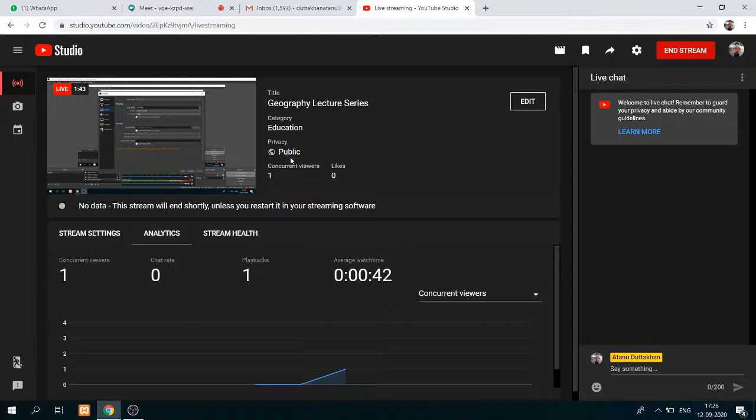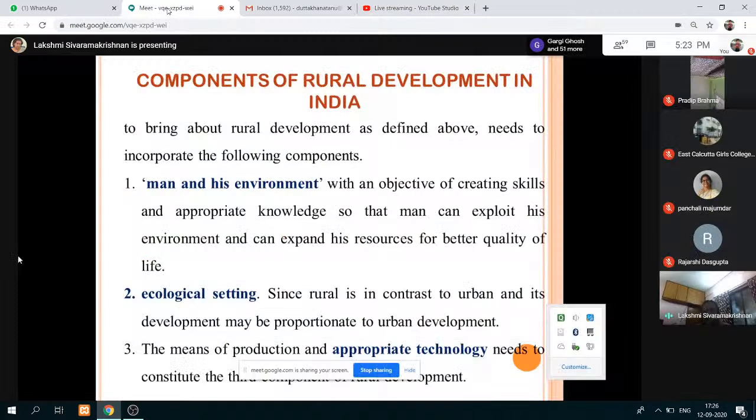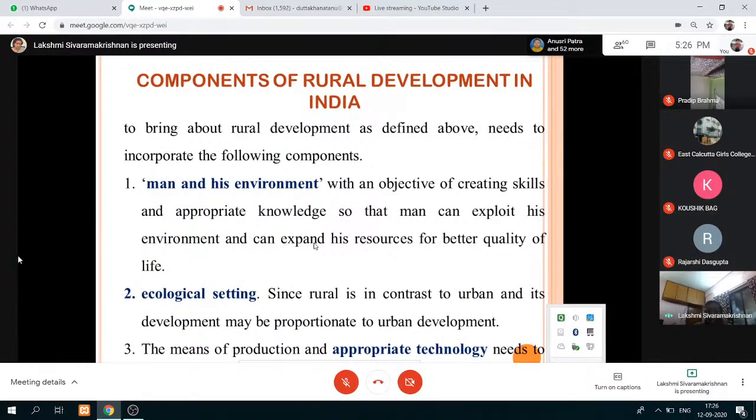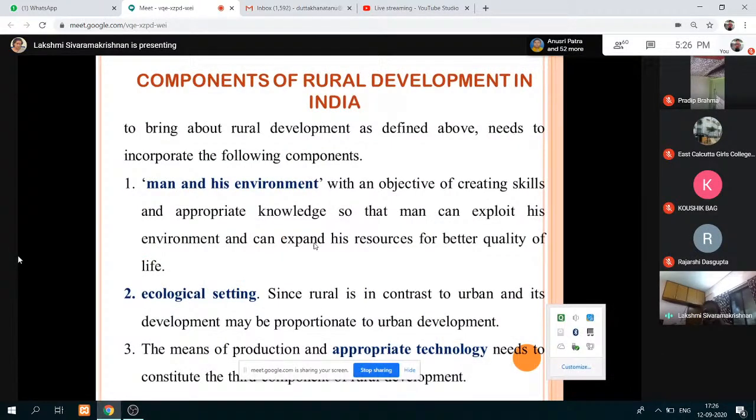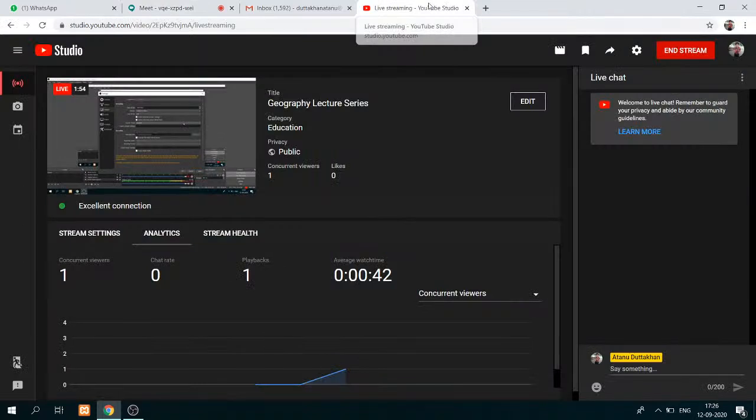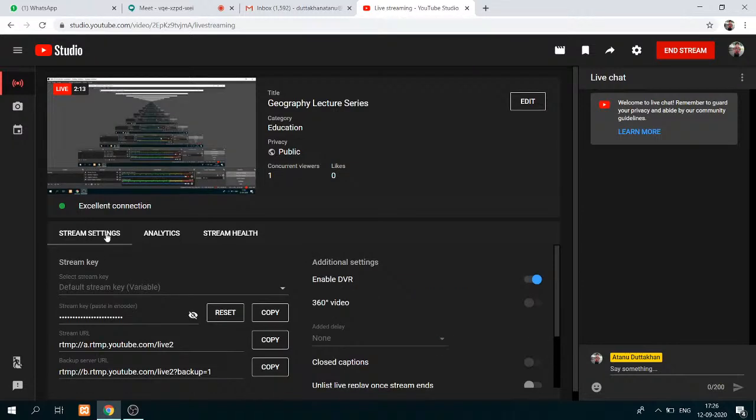You know, an umbrella of programs cannot work. Each village, each area has specific resources or specific geographical environment. So depending upon the local resources, activities should be developed over there. Now, ecological setting means that rural is in contrast to urban. If you want to develop urban areas, the rural areas should also be developed. Otherwise, there will be this exodus or the difference between the rural and urban area.